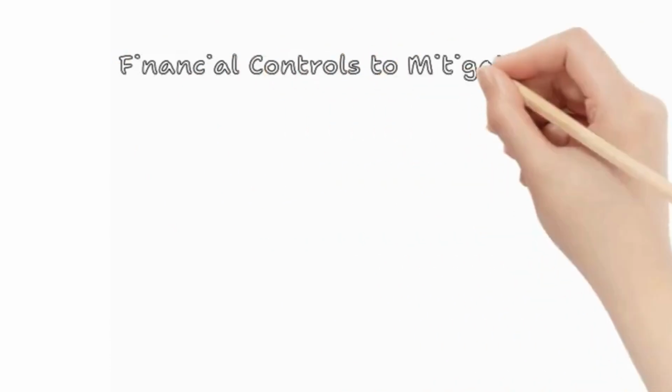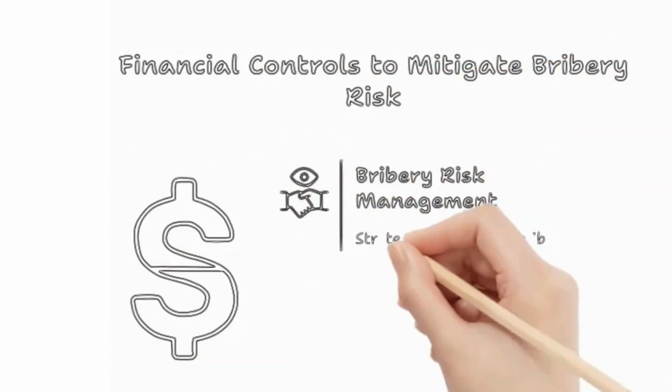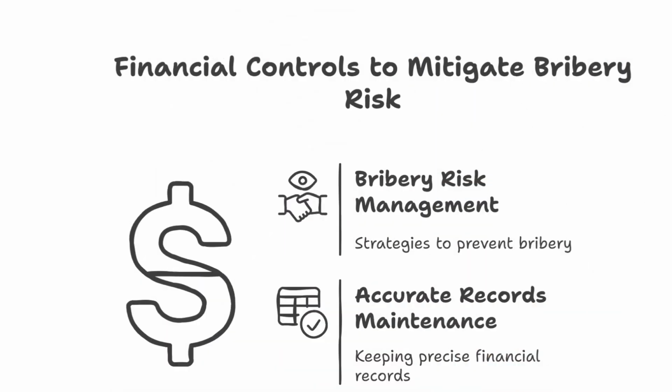Clause 8.3 Financial Controls. Implement financial controls to manage bribery risk. Maintain accurate books and records. Example, the retail company implements dual authorization for payments above certain thresholds, conducts regular reconciliations, requires detailed documentation for all expenses, prohibits cash payments above minimal amounts, conducts spot audits of expense claims.